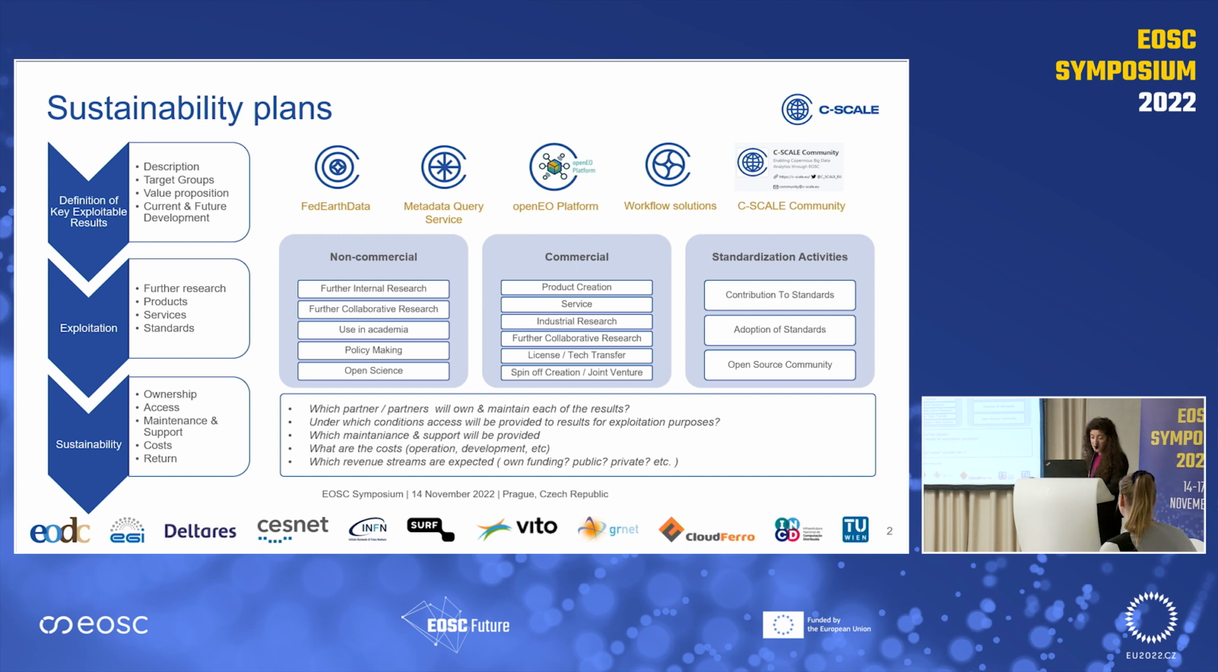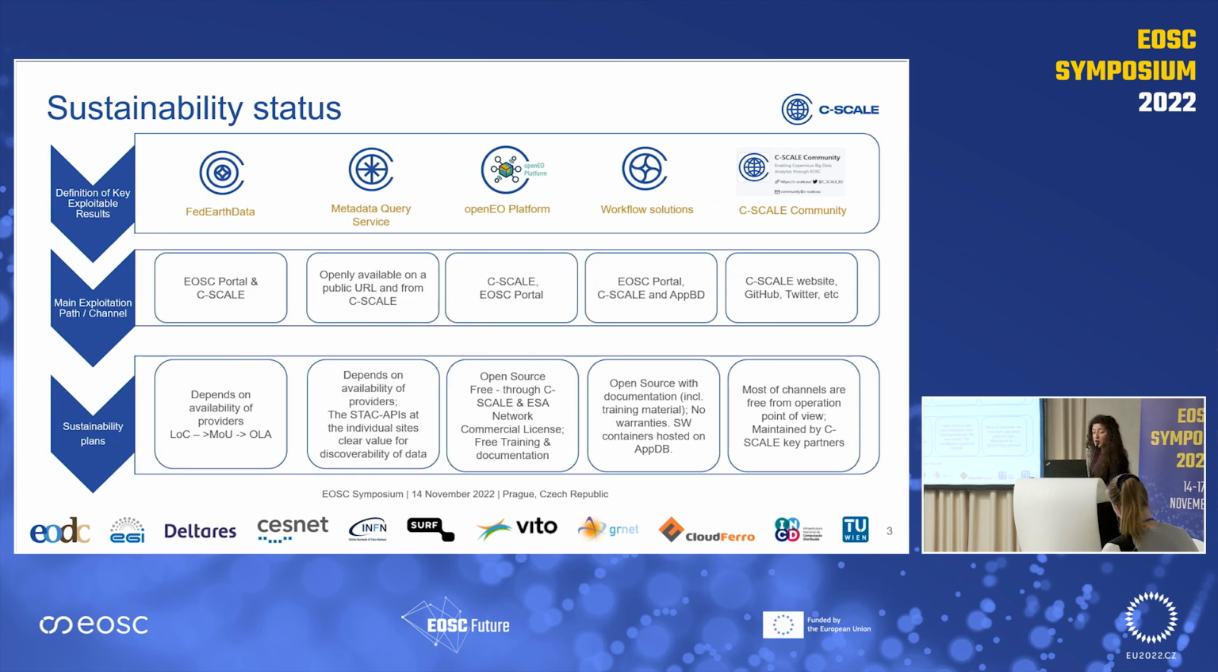As C-SCALE partners, in order to define our sustainability plans or goals, we have to ask and answer certain questions that you can see at the bottom of the page. These have to do with ownership, access mechanisms, maintenance and support, costs, and the return, so the revenue streams that are expected. Here we wanted to present briefly the status of our plans.